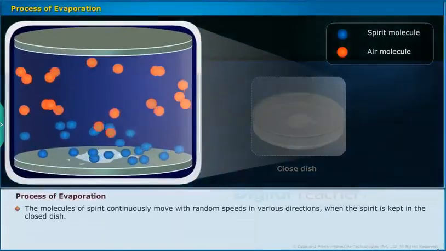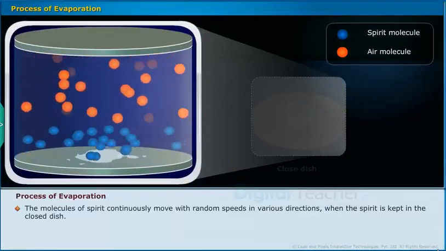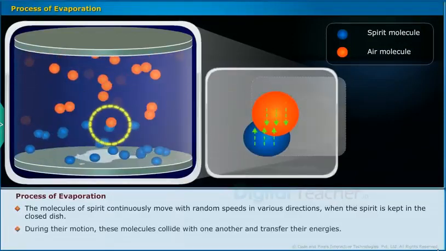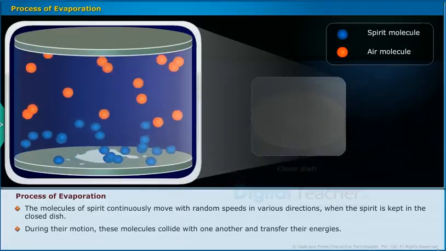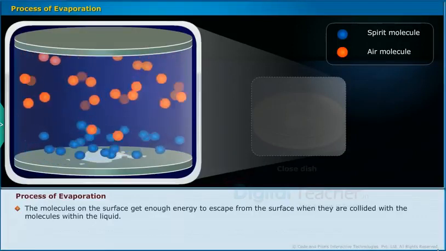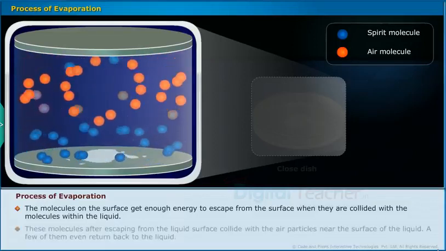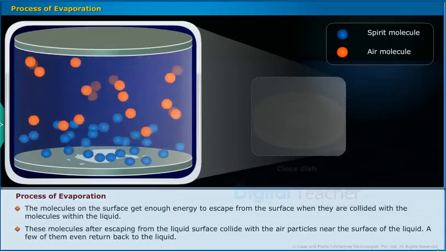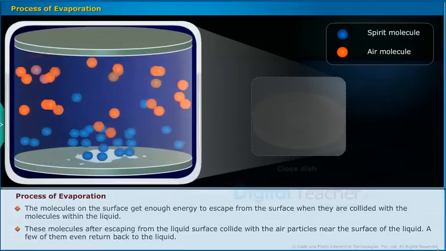The molecules of spirit continuously move with random speed in various directions when the spirit is kept in the closed dish. During their motion, these molecules collide with one another and transfer their energies. The molecules on the surface get enough energy to escape from the surface when they are collided with the molecules within the liquid. These molecules, after escaping from the liquid surface, collide with the air particles near the surface of the liquid. A few of them even return back to the liquid.